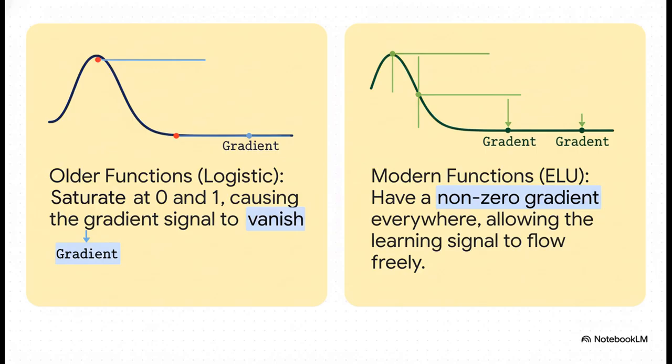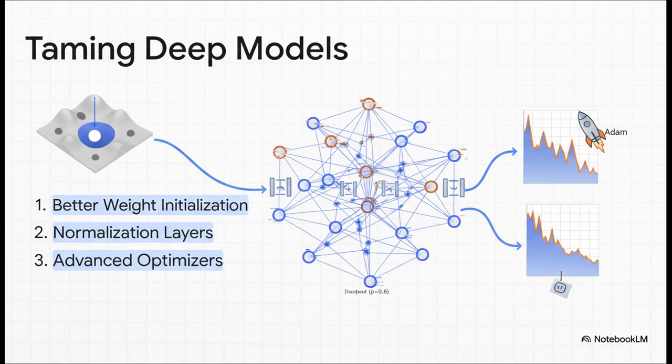The older ones, like the logistic function, they have these flat parts at 0 and 1, which causes the gradient signal to just die. Modern functions like ReLU are specifically designed to not have those flat spots, so the learning signal can flow freely. Honestly, taming deep models is a whole discipline in itself. The modern toolkit is full of tricks, like smarter weight initialization, which helps start the search in a good part of the landscape. There are normalization layers to keep the signal stable, advanced optimizers that can adapt the learning rate, and regularization methods like dropout to stop overfitting. All of these are just designed to manage the very delicate process of training these deep networks.